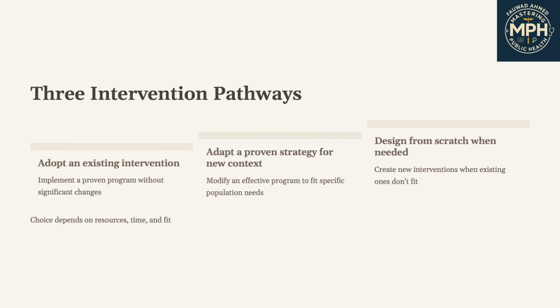3 pathways to intervention design. When selecting or developing an intervention, planners typically follow one of 3 pathways. First is adopt, choose an existing evidence-based intervention without modification. Second is adapt, take an existing intervention and modify it for a new setting or population. Third is design, create a new intervention from scratch when no existing model fits. Each approach has trade-offs in time, cost, and required expertise.